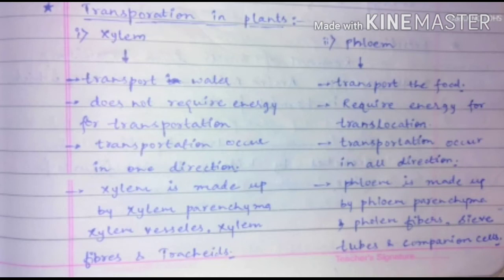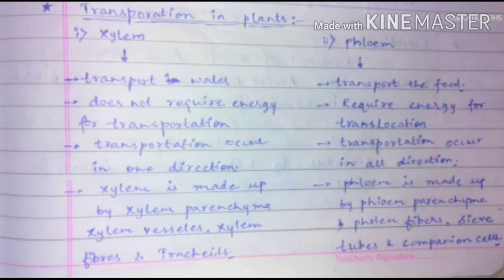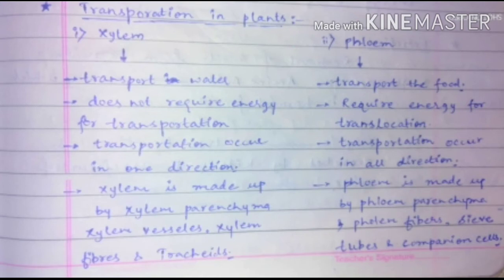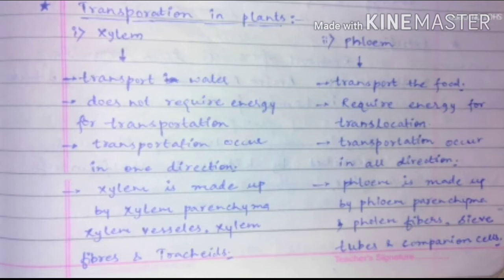Hello student, in this video we will discuss the transportation in plants. For the transportation in plants there are two complex tissues. Number one is xylem and number two is phloem. First, we will discuss the difference between the xylem and the phloem.